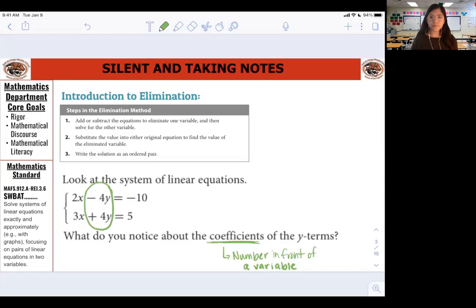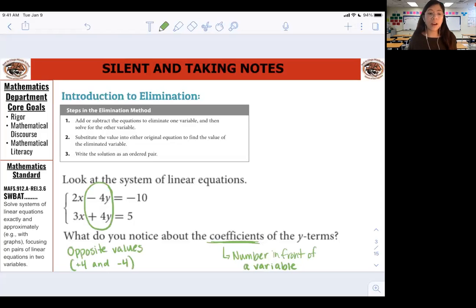They have the same number, but one is negative while one is positive. Perfect. So same number, one is positive and the other one's negative. So what that means is that these are opposites. So these are opposite values. So one is positive 4 and the other one is negative 4.